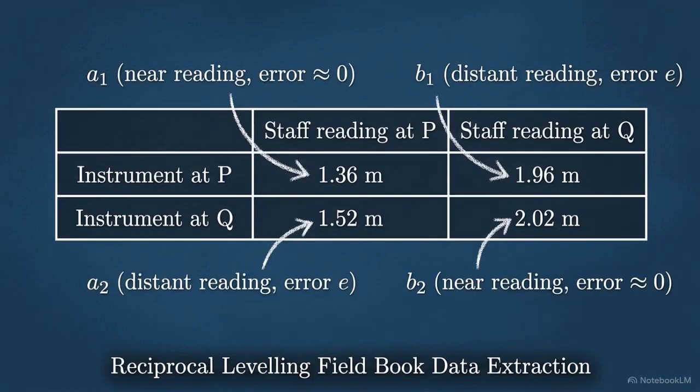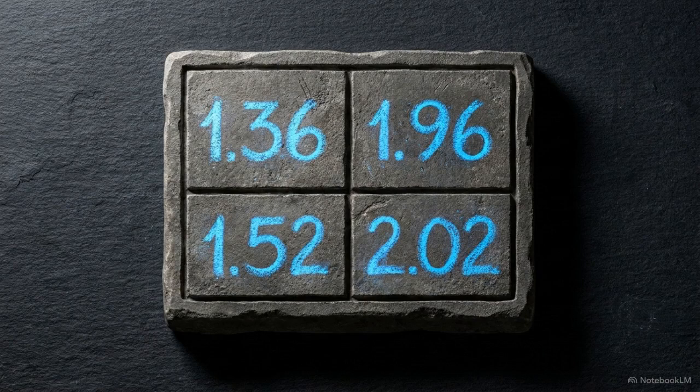First, we extract the readings from the initial instrument setup on the near bank at point P. The near reading, A1, is 1.36 meters. The distant reading taken across the river, B1, is 1.96 meters. Next, we extract the readings from the second instrument setup, located on the far bank at point Q. Looking back across the water, our distant reading, A2, is 1.52 meters. The near reading at our feet, B2, is 2.02 meters. This simple grid of 4 uncorrected numbers contains all the geometric data required to entirely bypass the curvature of the Earth.